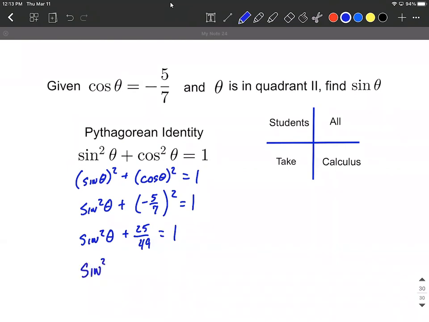Now we can make this into a power equation by moving that fraction to the other side. I'm going to leave sine squared of theta on this side, and we're going to subtract, so I get 1 minus 25/49. Now let's combine that. To do so, I need a common denominator, so let's rewrite the 1 as 49/49. That means the exact same thing as 1, and this gives us sine squared of theta equals, since we already have a common denominator, 49 minus 25, which is 24/49.